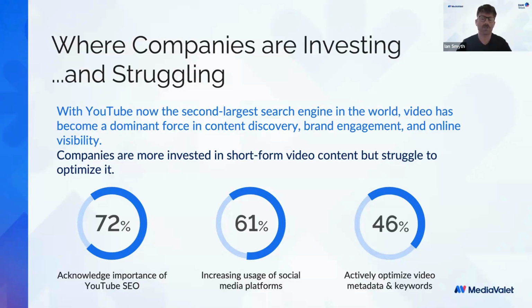Companies are more invested in short form video content but struggle to optimize it. 72% of respondents acknowledge the importance of YouTube SEO and are not just focusing on Google, even though Google owns YouTube. 61% of organizations are planning to increase their usage of platforms like TikTok, Instagram Reels, and YouTube Shorts. And yet only 46% of them actively optimize video metadata, transcripts, and keywords. So there's a little bit of a disconnect there. We know that we need video, but we're not really sure how best to optimize it to maximize the ROI.